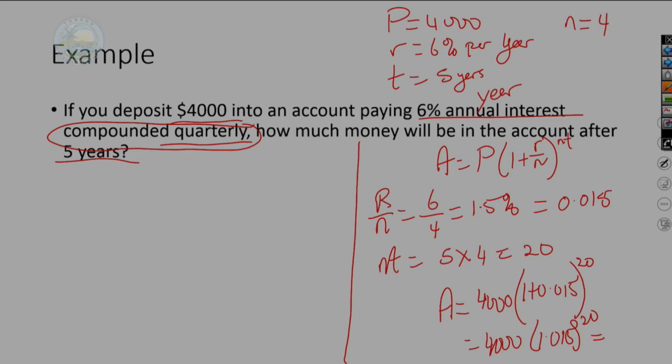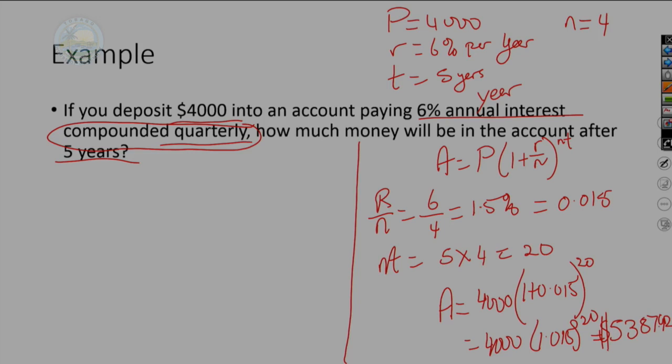So 1.015 to the power of 20. We get the answer is 1.346855 going on. And then we will multiply that by our 4,000. And we get that our answer is $5,387.42.